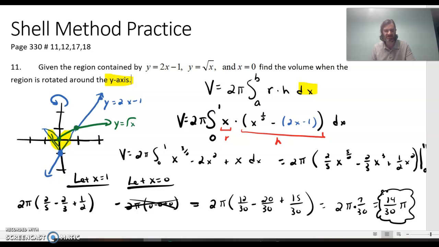All right. Let's see if that's correct. Yes, I checked in the back of the book. They got 7 pi over 15. So yes, we have the right answer. Good job.